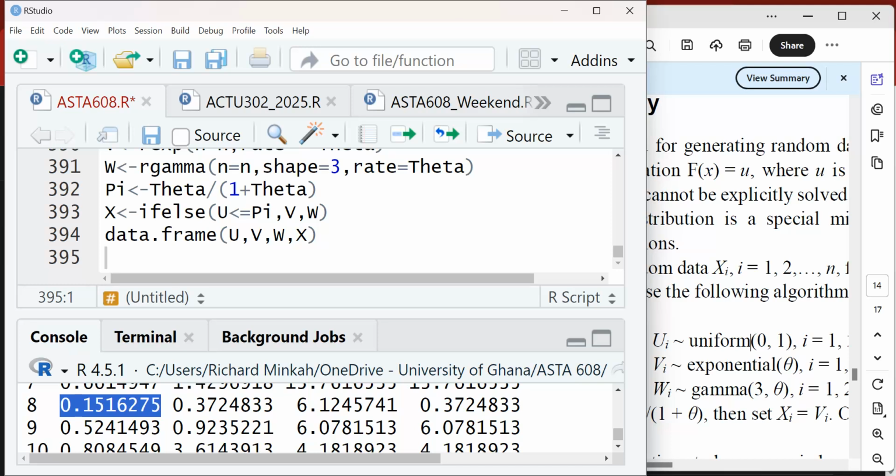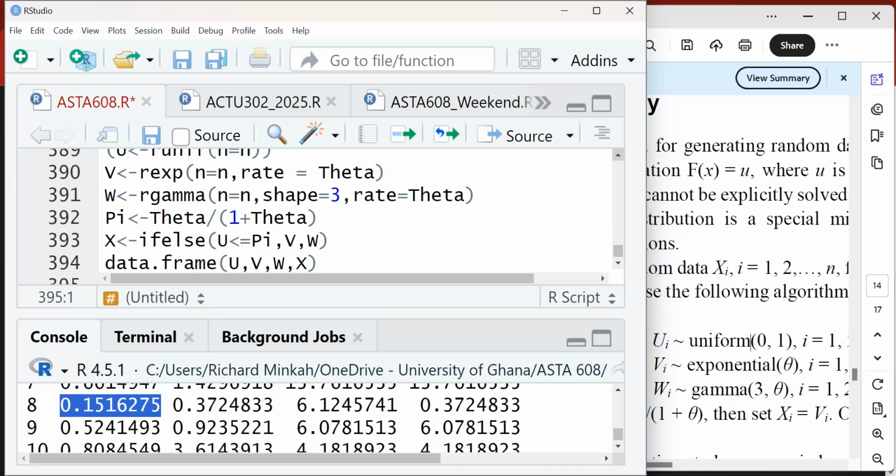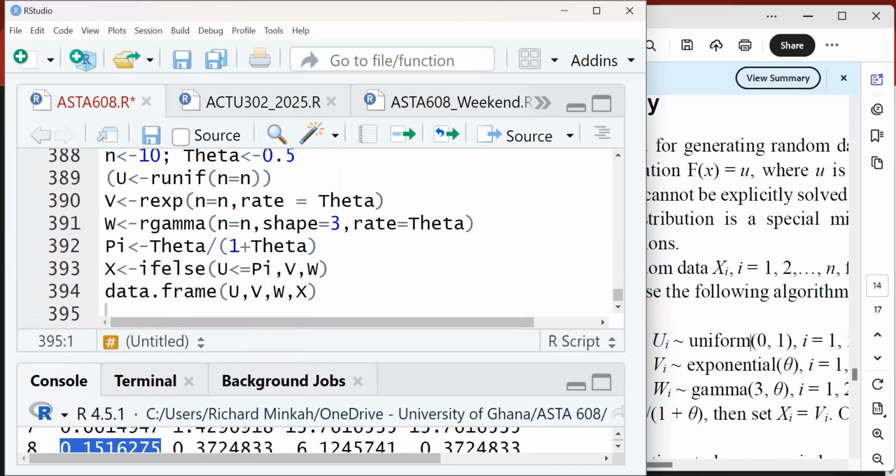Please, are you done with this one? So run yours and let's do the comparison and see whether it's just 10 observations.